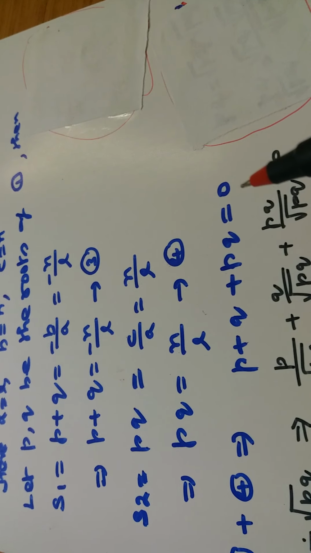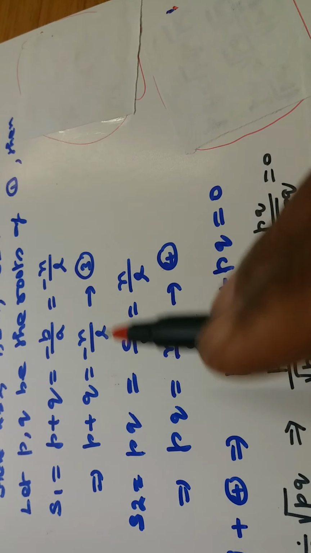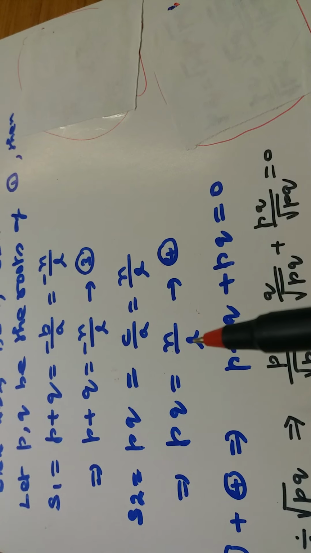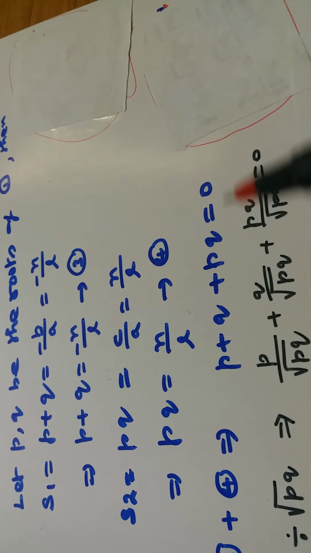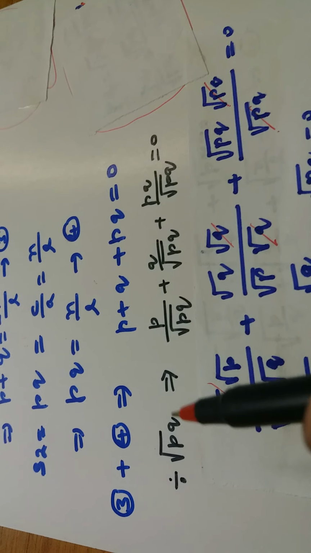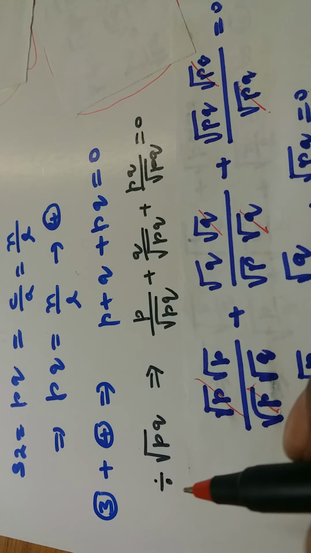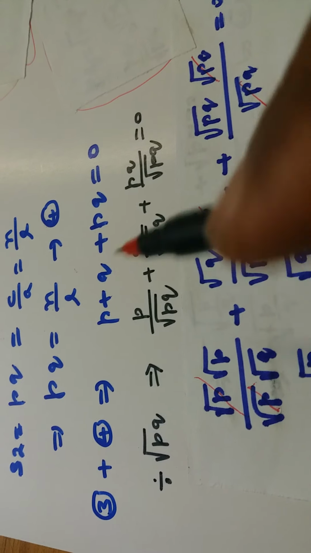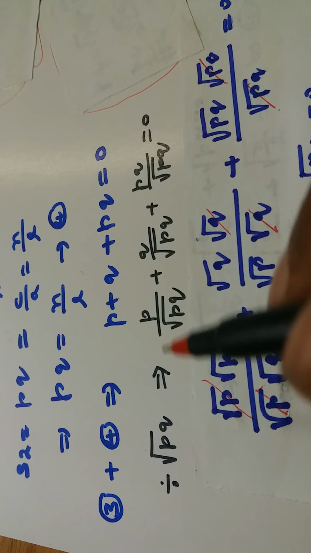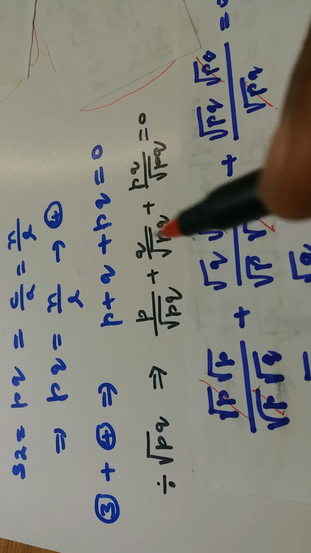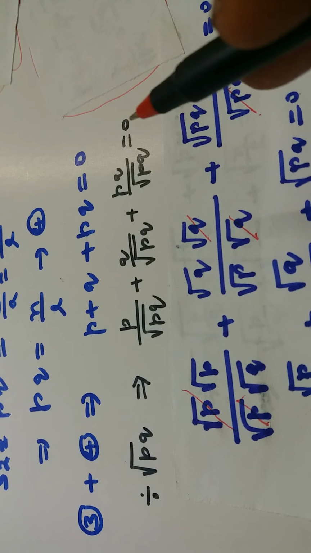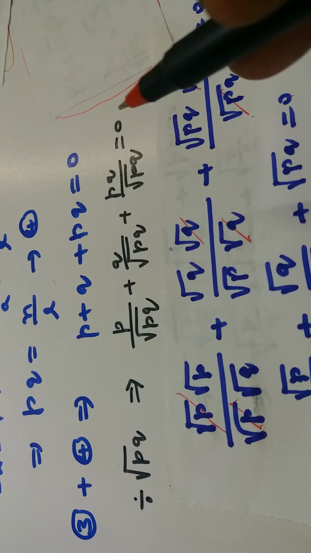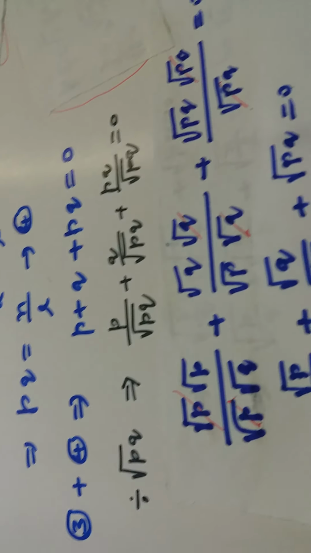Right hand side, see here. In the equation number 3, minus N by L. In the equation number 4, plus N by L. Cancelling these two, you get 0. If you are adding these two, you get 0. So the simple technique is, divide by square root of PQ on both sides. That implies P by square root of PQ plus Q by square root of PQ plus PQ by square root of PQ is equal to 0 by square root of PQ, but 0 by square root of PQ is equal to 0.